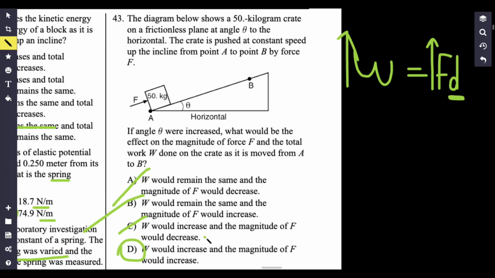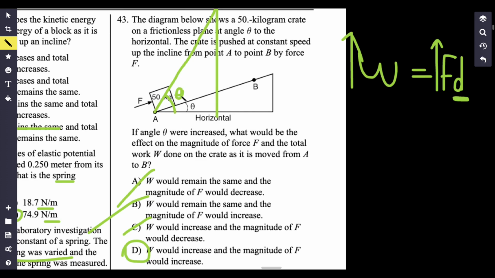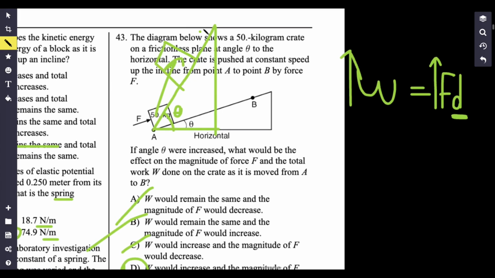The reason why D is the correct answer is, well, think about it. If I have a bigger angle, then of course that's going to take way more work, right? Because now gravity has more of an effect on the block, because that slope is steeper for that object.